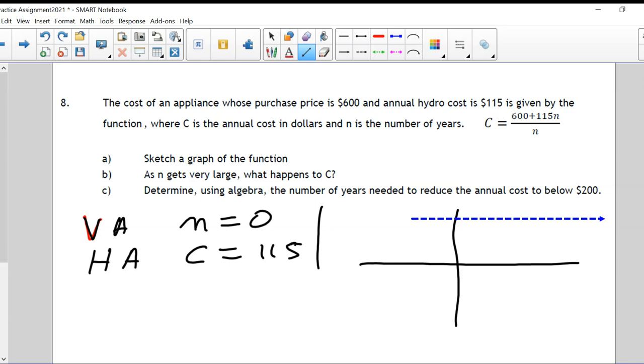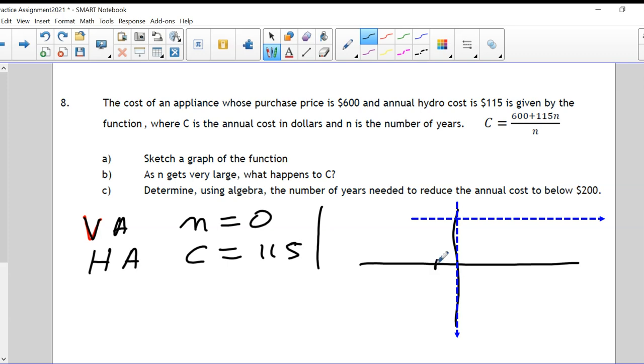And I'm going to also put in the VA as this other dotted line here, which coincides with what we call the y-axis. In this case, it's actually the c-axis. And then we're going to put in what we're calling the x-intercept. It's really the n-intercept, and it's somewhere over here as a negative. Negative, what was it again? 5.2, somewhere down here, negative 5.2.